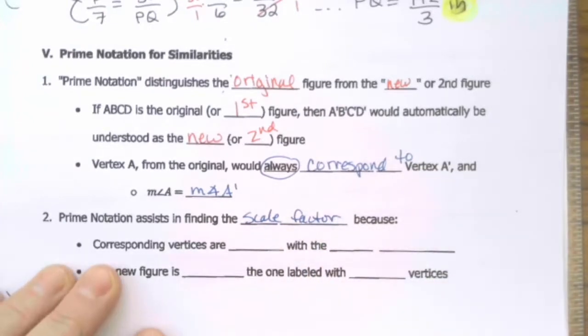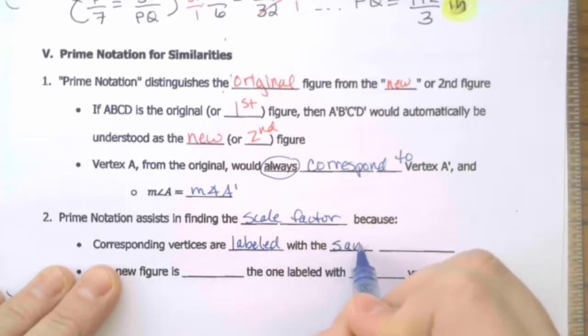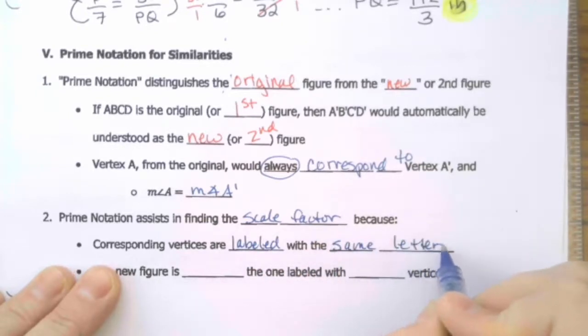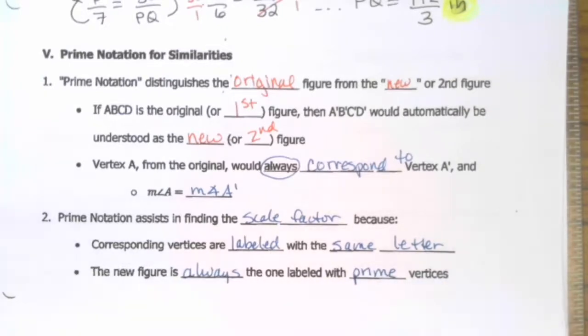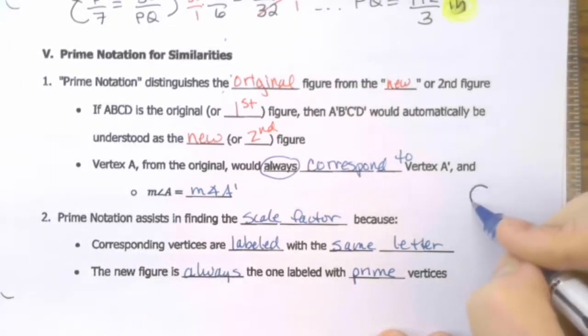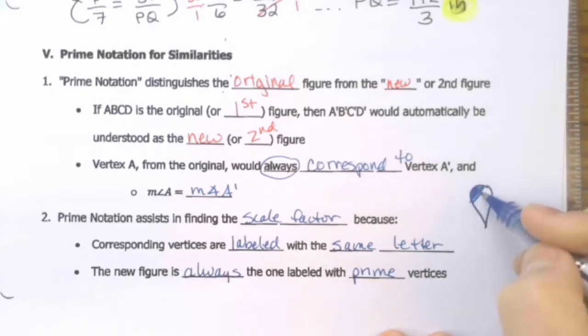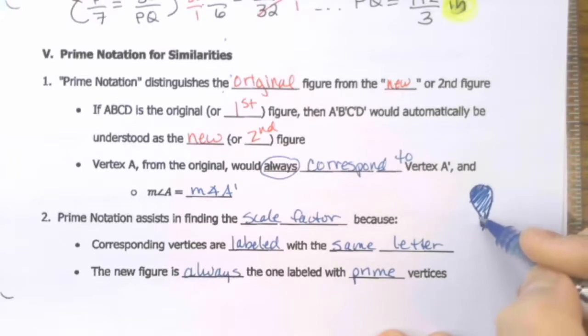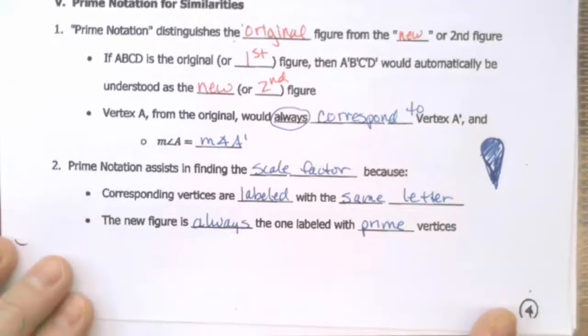So prime notation assists in finding the scale factor because, number one, corresponding vertices are labeled with the same letter. And number two, the new figure is always the one labeled with prime vertices. Now, a prime is actually almost like an exclamation point, but more teardrop shaped. That's really what a prime looks like if you were to draw it super big. It's kind of elongated. We don't really draw it that way because it's too small.